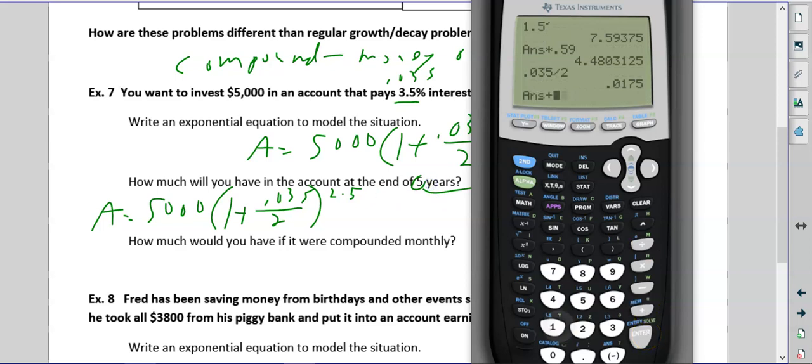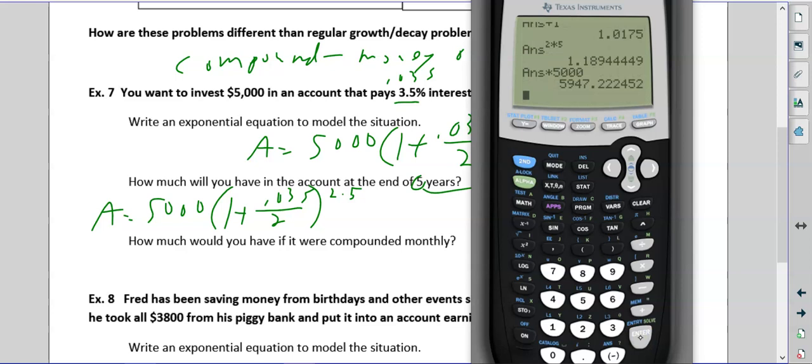Then I add it to the 1. And then I take it to the power of 2 times 5, which is 10. Now, if you know in your head, you can just type 10, or you can literally type in 2 times 5. It'll do the math for you. And then take that times the 5,000.